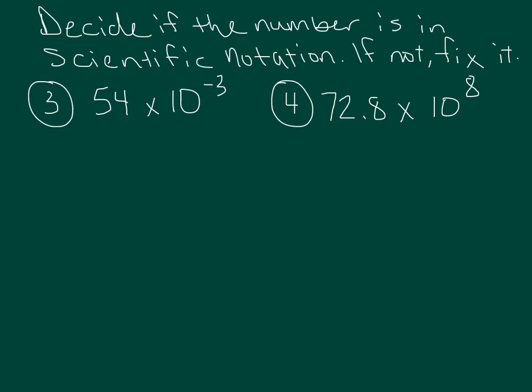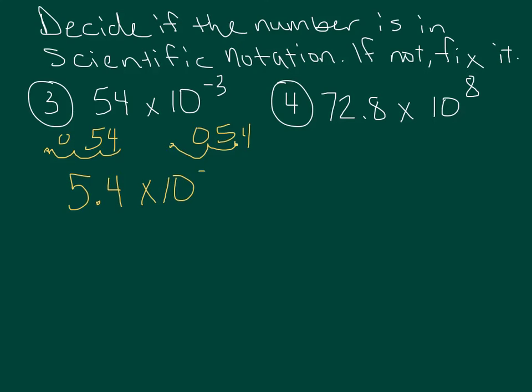Alright, decide if the number is in scientific notation. If not, we need to fix it. So this is 54 times 10 to the negative 3. This is not, because 54 is not between 1 and 9. What we would need is 5.4 times 10 to the something. Now, if this was 54 times 10 to the negative 3, that means we'd move the decimal place 1, 2, 3 spots to the left. So the number would be 0.054. Really, we only want to move the decimal place 2 spots to the left. So we need to go to the negative 2, not the negative 3. So our answer would be 5.4 times 10 to the negative 2.